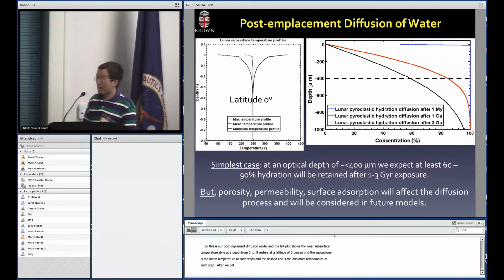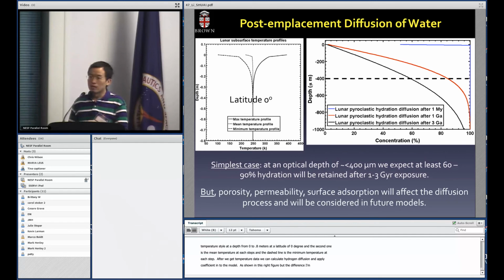We can calculate the diffusion profile for water, as shown in this red figure. But the difference is I'm showing just from 0 to 1 millimeter depth. And I calculate the 3-time period diffusion. The blue line is after 1 million year diffusion. The red line is after 1 billion year diffusion. And the black line is after 3 billion year diffusion.